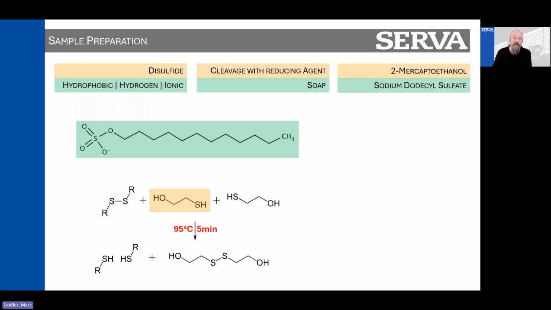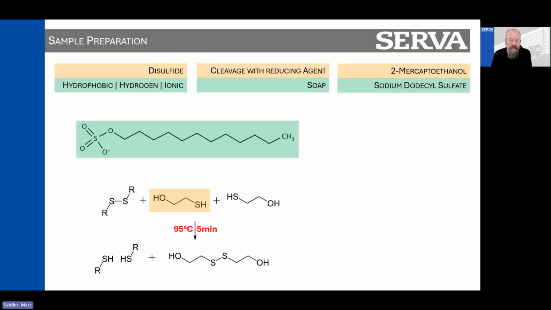So how do we get rid of those bonds and thus the structure? For the disulfide bridge, we need to cleave this with a reducing agent, and the most prominent one is mercaptoethanol. All the other three, the hydrophobic, hydrogen and ionic bonds, are quite simple to remove with a simple soap. This soap is, as in the name SDS-PAGE, of course, the SDS, the sodium dodecyl sulfate.